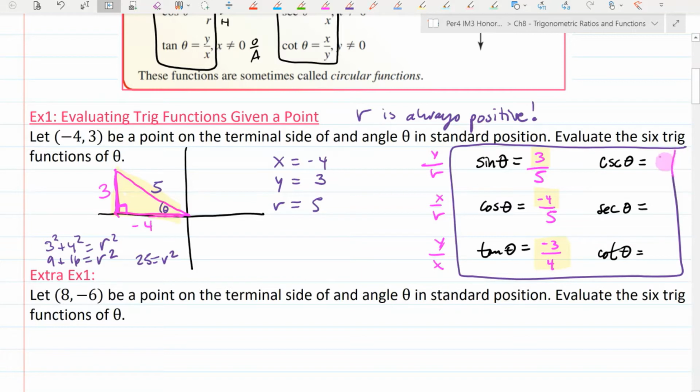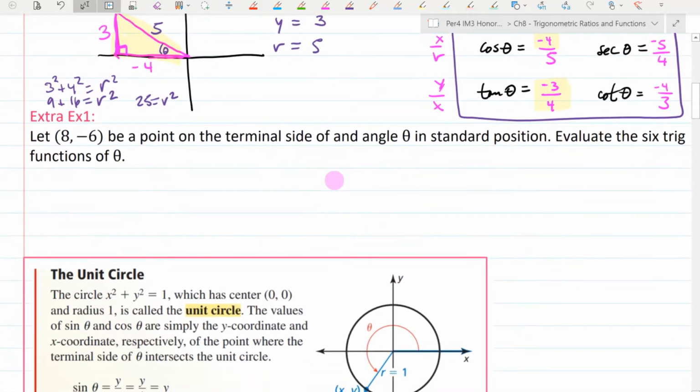For the other side, they are just reciprocals. So 5/3, -5/4, and don't put the negative sign on the bottom, please. And then for the last one, it would be -4/3. The other thing I don't want you to do is sometimes people will write cotangent theta equals -4/3, so the negative sign and the equal sign are lined up. Please do not do that. Go ahead and try the next problem. It'll be the same type of work, and don't forget you do need to reduce everything before you write your final answers.